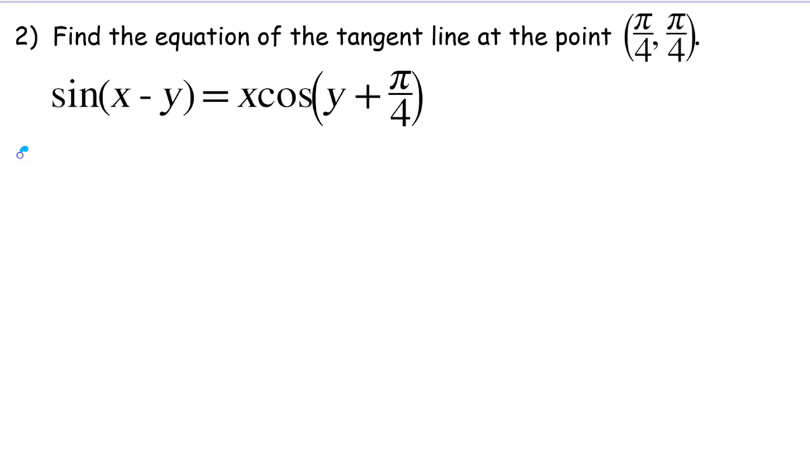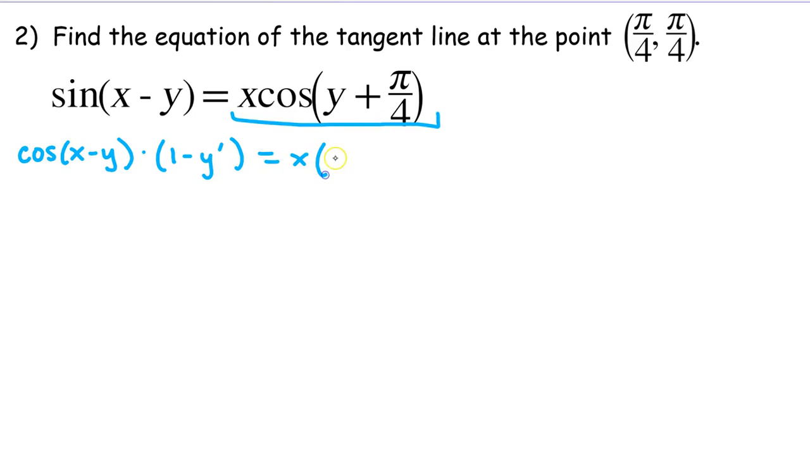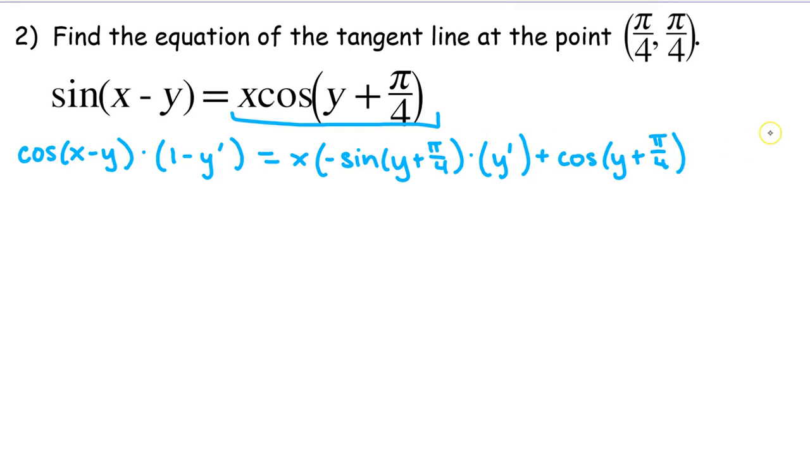So let's see, the derivative of sine is cosine, so we have cosine of x minus y. And then we need to multiply by the derivative of the inside, and the derivative of x minus y would be 1 minus y prime. And then on the other side we have a product, and the first is x, and then the derivative of the second, so the derivative of cosine is negative sine, times the derivative of the inside, so the derivative of y plus pi over 4 would be y prime plus 0. So that's the first times the derivative of the second, plus the second times the derivative of the first, and the derivative of x is just 1.